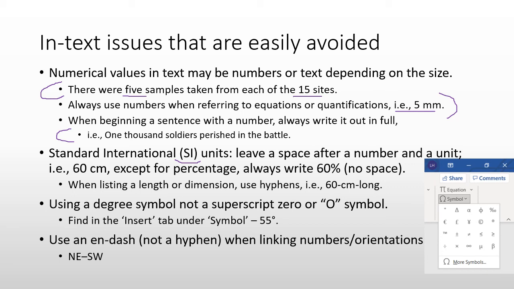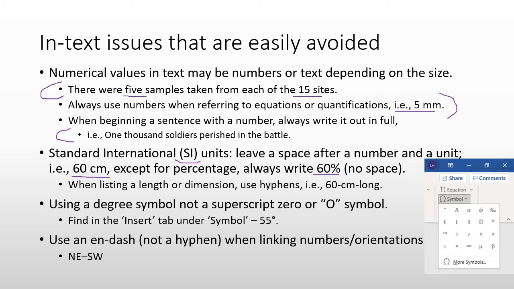So for example, 60 centimeters actually has a space between the number and the unit. The exception here is percentage, and percentage is always written with no space. So there's no gap between the number and the unit.